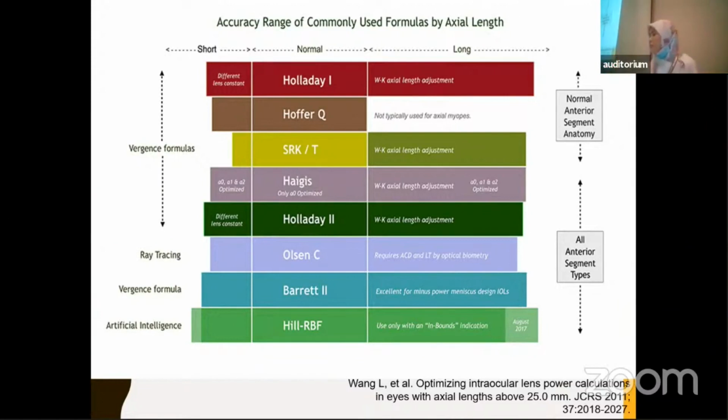Even though the new formulas use more variables, that doesn't necessarily mean they are clearly superior in all cases to the older ones. Some studies found that none of the latest generation formulas significantly outperformed the older ones. Some researchers found that they differ in how they calculate the IOL power. Some are based on a ray tracing formula, and some use an artificial intelligence algorithm. So engineers and mathematicians work very hard on algorithm development.